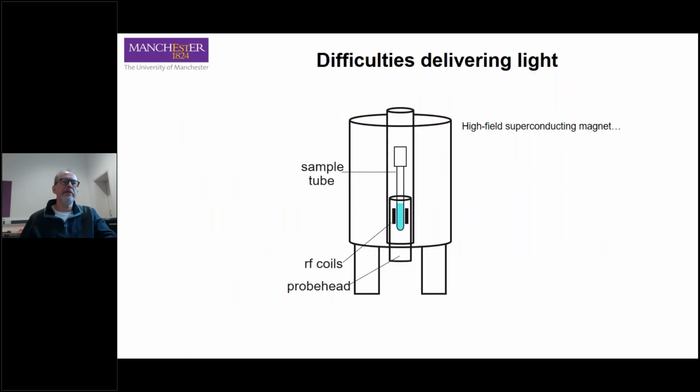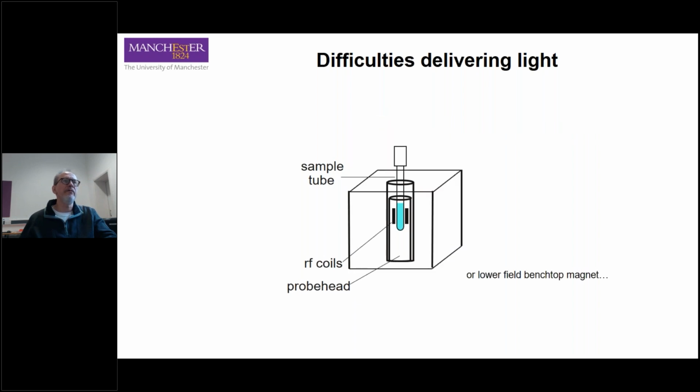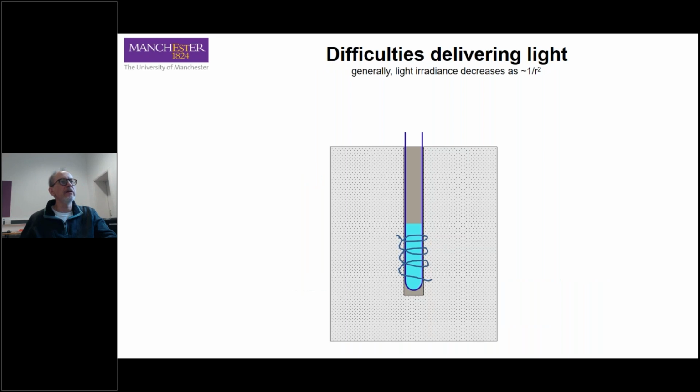NMR magnet, however, is a dark place. Whether you use a high field superconducting magnet or a lower field benchtop magnet, the sample itself is embedded deep inside the machine. Of course, the sample is usually placed from the top, therefore one can shine light also from the top. That would not require modification of the probe head. However, light intensity decreases strongly with distance. So you want your light source as close as possible to the sample.